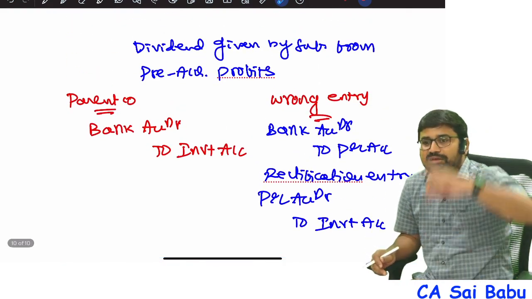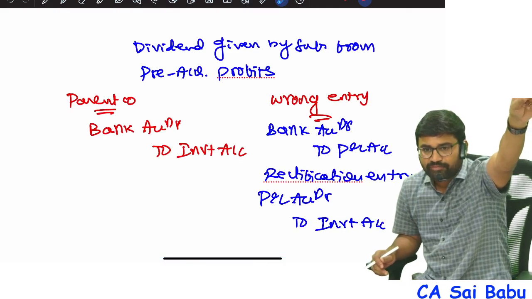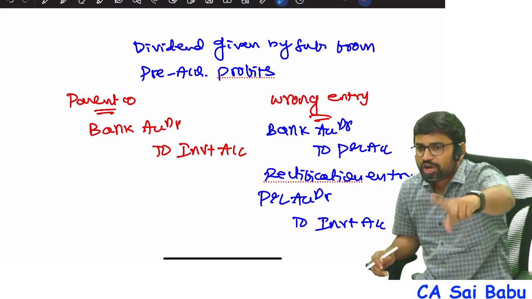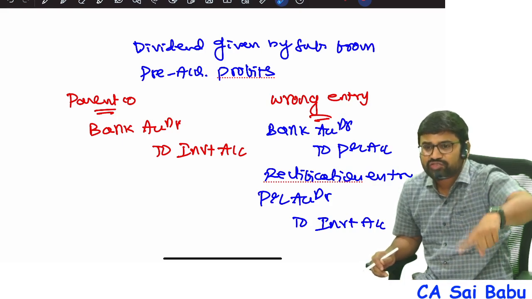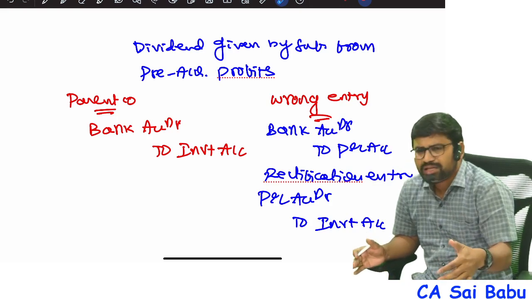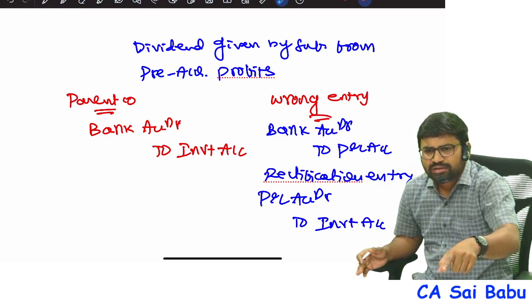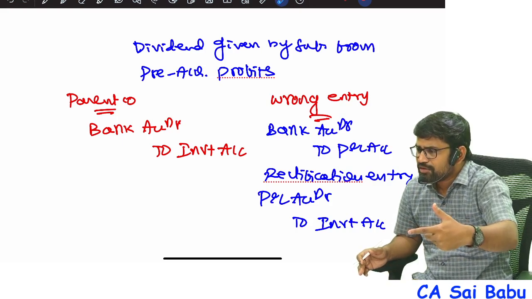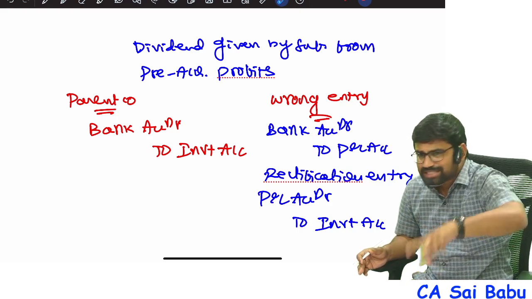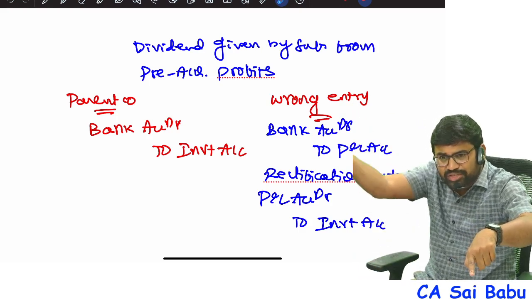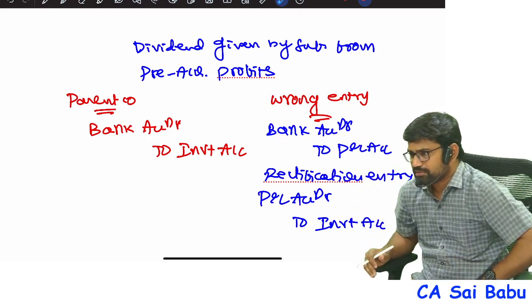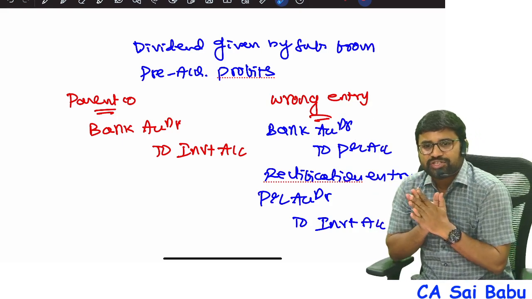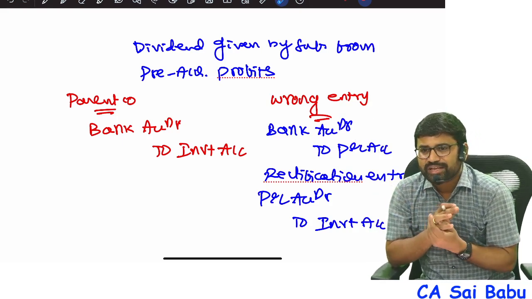Sir, tell me, sir. Dividend given by subsidiary from pre-acquisition profits. As a parent company, you need to adjust to cost of investment. In step number 6, you need to reduce from amount of investment. Correct? But what you have done? I credited to P&L account wrongly. Now I need to rectify the mistake. How to rectify? In the P&L account, reduce it in step number 8. And in step number 6, you need to deduct from cost of investment.